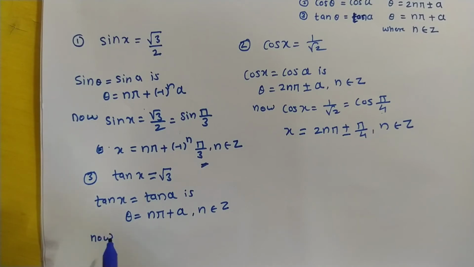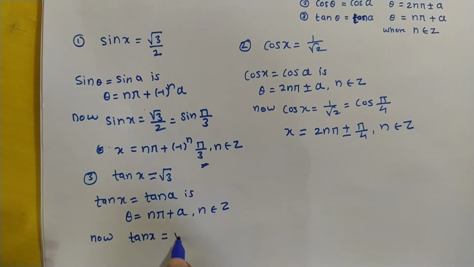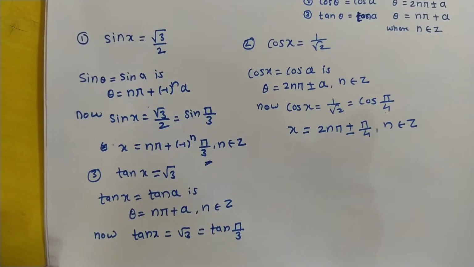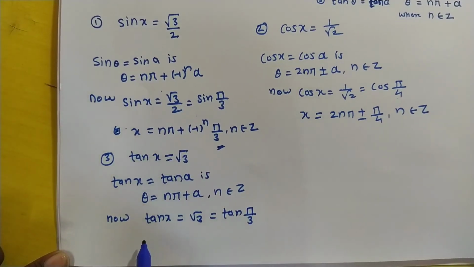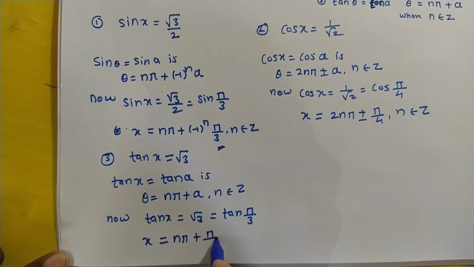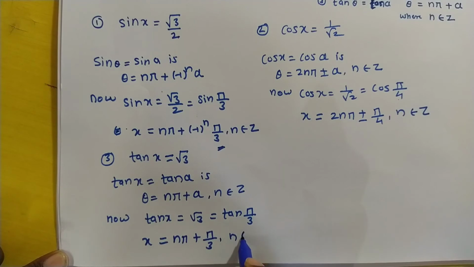Now tan x equal to root 3 is equal to tan of pi by 3. We know that. Therefore the general solution is x equal to n pi plus pi by 3, where n belongs to Z. This is our required answer.